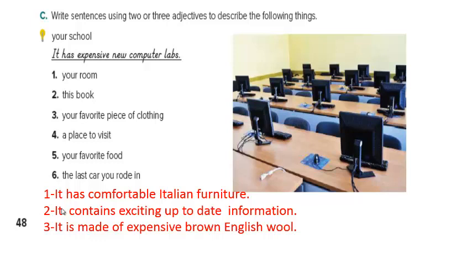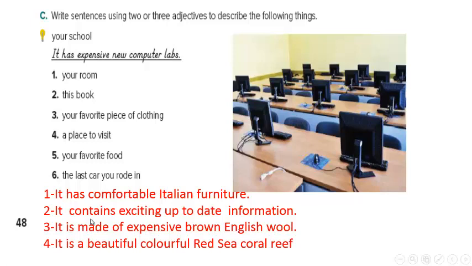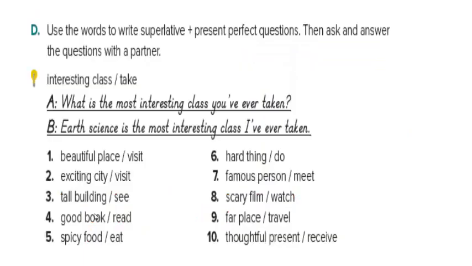Okay? Right. Another one, number 4, a place to visit. We can say it is a beautiful, colorful Red Sea coral reef. So, as you can see here, there is a particular order of adjectives in one sentence. Let's move to another exercise, exercise D.